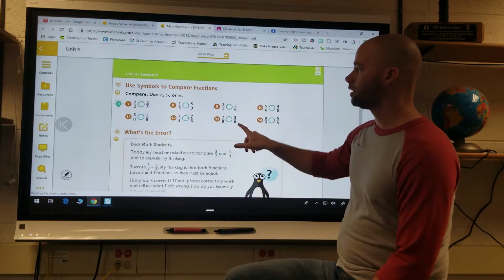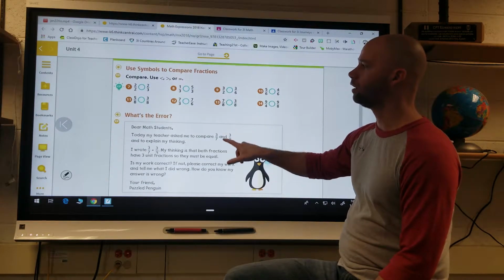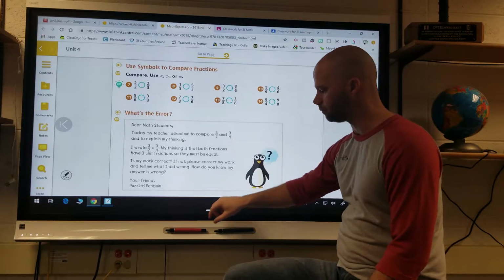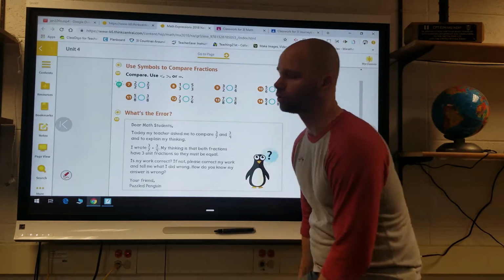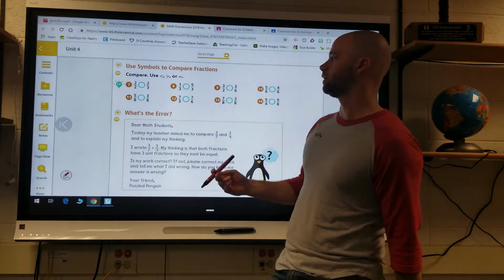All right, next one is our friend the puzzled penguin. Oh, before we get to that, there's a little bit of practice on greater than, less than. So we'll go through these fairly quickly.